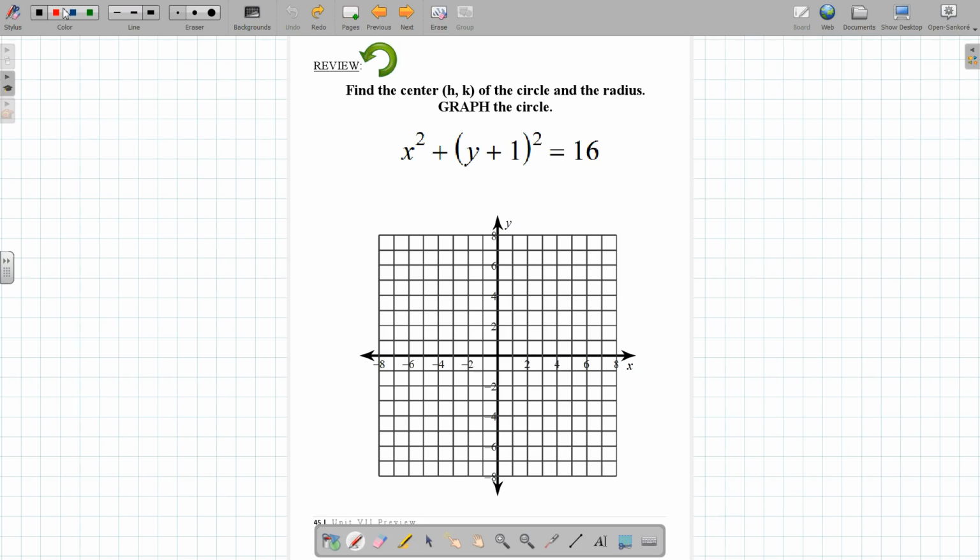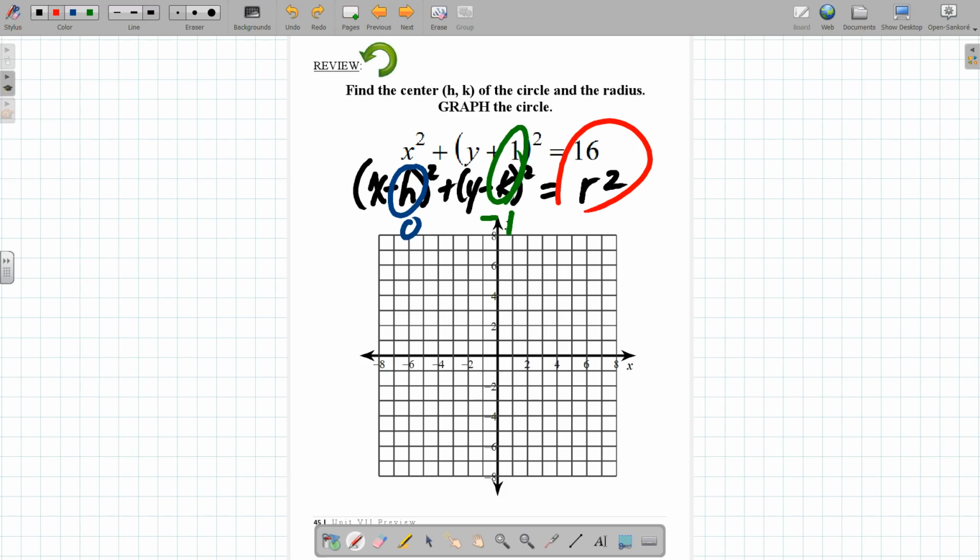Welcome back. Let's see how you did. With a red pen in hand, we have (x minus h) squared plus (y minus k) squared equals radius squared. Our h, therefore, is 0, our k is -1, and our radius is 4. So you start graphing 0 and -1, and then we bunny hop: 1, 2, 3, 4, in each direction. And hopefully your circle is a little bit more circle-ish than mine.